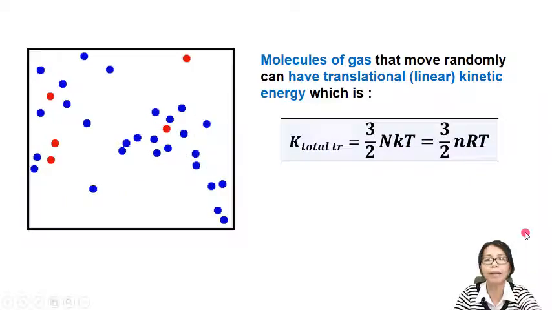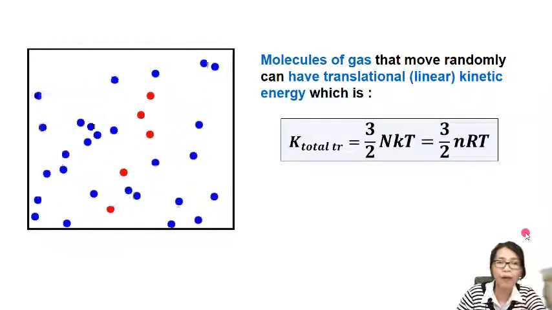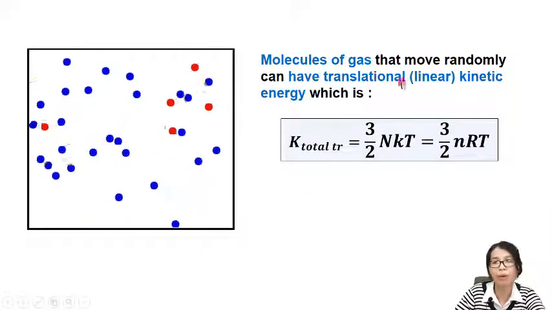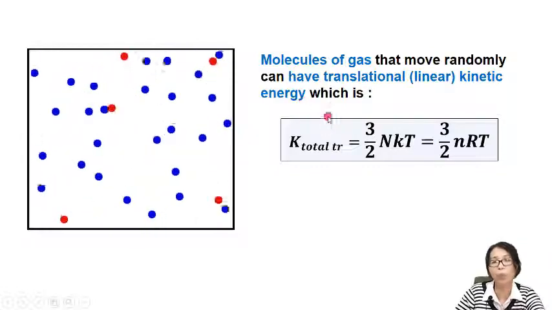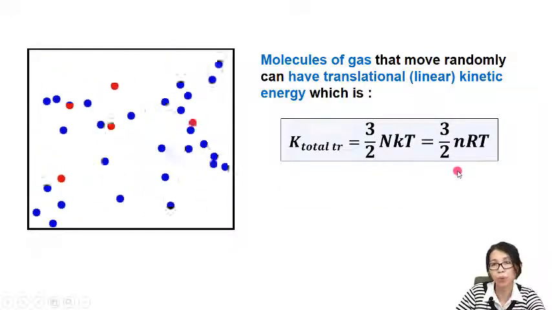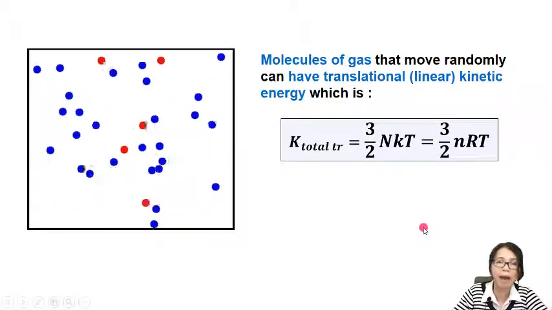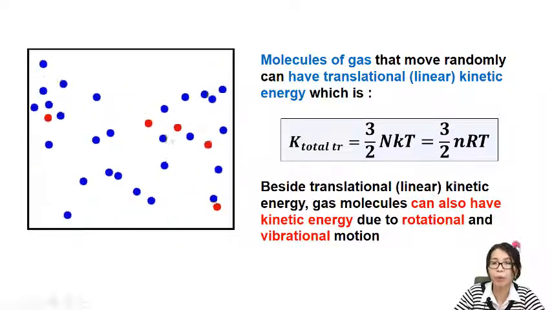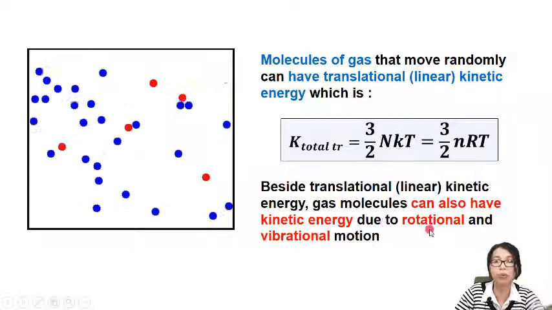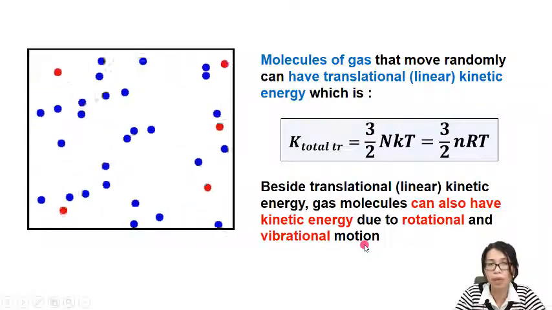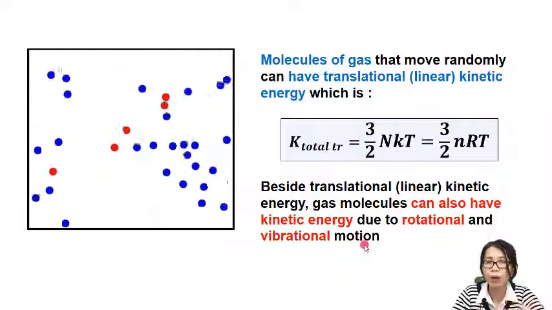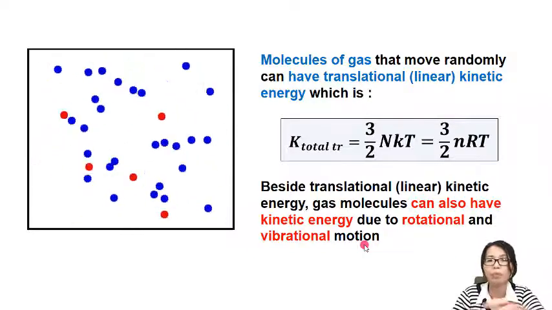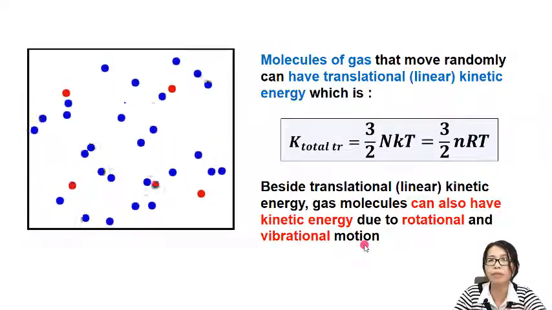So guys, bear in mind, molecules of gas that move randomly in space are going to have what we call translational or linear kinetic energy, which we can calculate using the equation below. Anyhow, bear in mind, besides the translational linear kinetic energy, gas molecules can also have kinetic energy due to rotational and vibrational motion. So later, in the next video, we are going to see how the rotational and vibrational motion will contribute to the kinetic energy of a gas molecule.